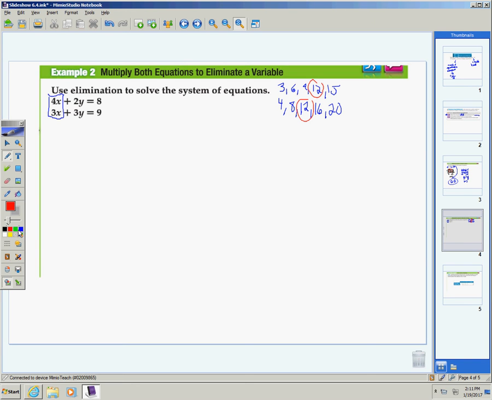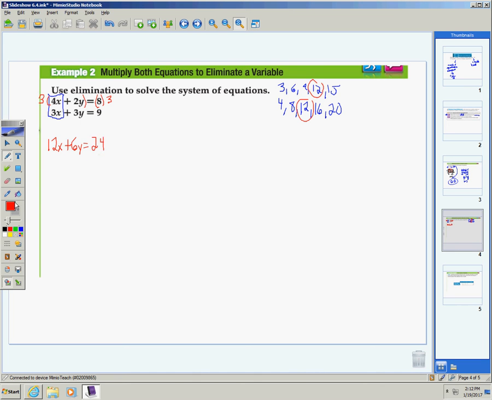So now I need to think of some number I can multiply by my first equation to get it to be 12x. Well, I know 3 times 4x would give me 12x. So I'm going to multiply each equation by 3. So I get 12x plus 6y equals 24.